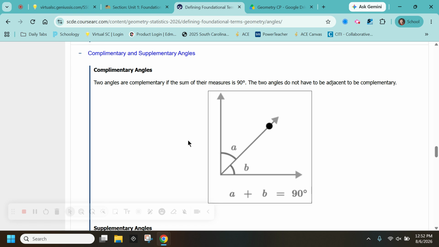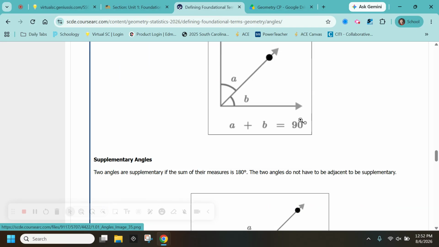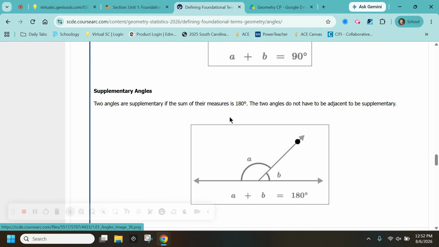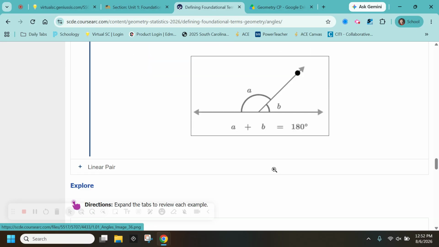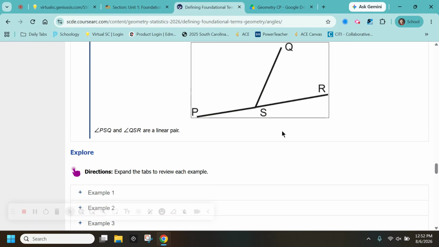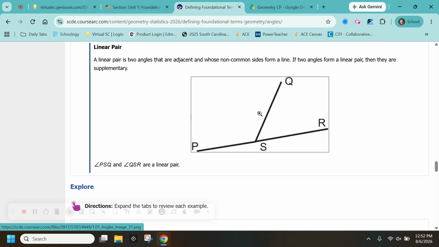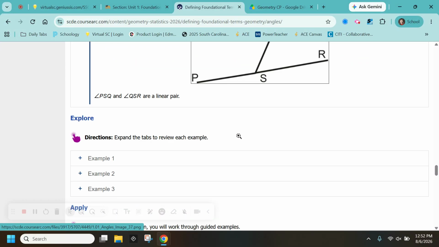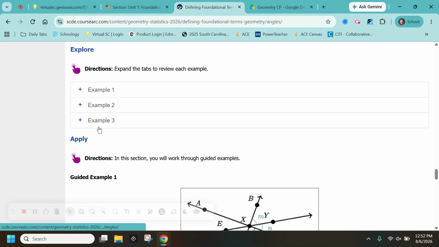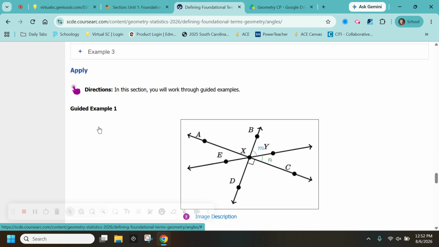Two angles are complementary if the sum of their measures is 90. So if A plus B is equal to 90, they are considered to be complementary. They do not have to be adjacent to be complementary, but if they add up to 90, they are complementary. Supplementary angles add up to 180, and a linear pair forms a straight line. So PSQ and QSR are also supplementary, and they share a common side, form a line, a linear pair. There are a couple examples. I'm going to skip over those. If you need to go back to those, feel free.